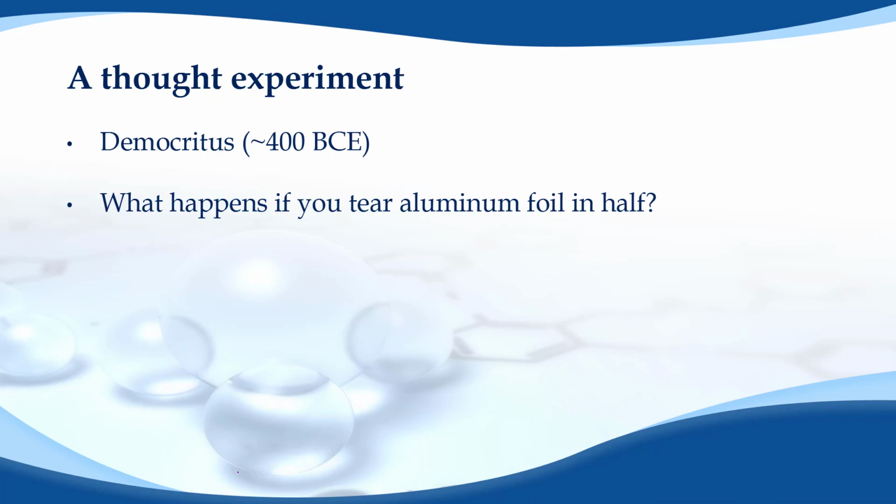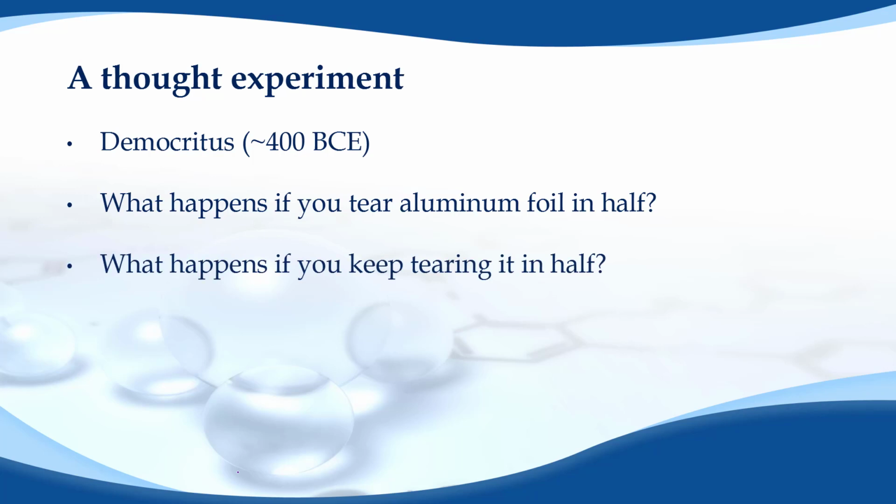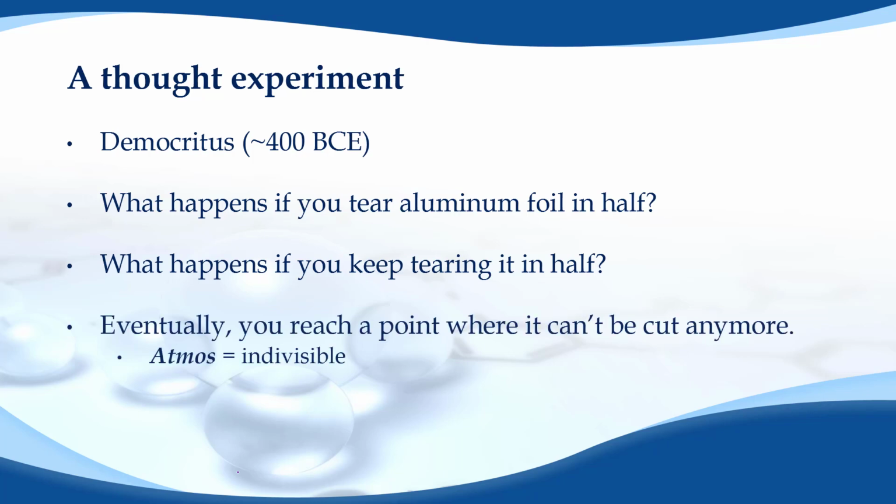So let's say that you have some aluminum foil. What happens if you tear it in half? Now you have two pieces of aluminum foil that are smaller. If you take one of those pieces and you keep tearing it in half and tearing that half in half, and so on and so on, what's eventually going to happen is that you're going to reach a point where you can't tear that sample in half anymore. When you get to that point, you have an atom.